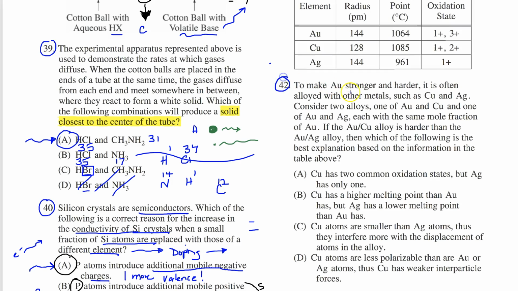Number 42: to make gold, Au, stronger and harder, it's often alloyed with other metals such as copper and silver. Consider two alloys, and you should know what alloys are. Alloys are nothing more than a replacement of one atom in a metallic crystal with another atom.